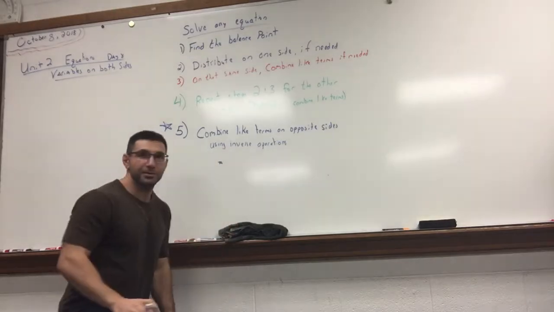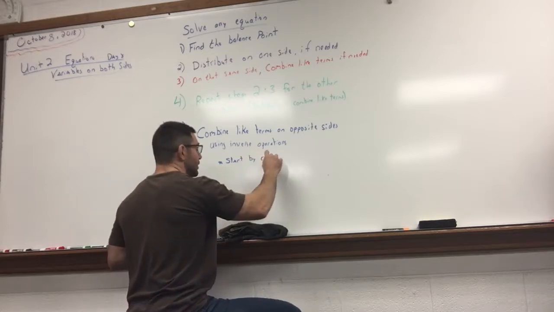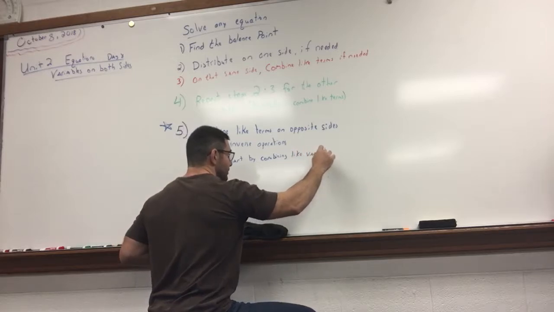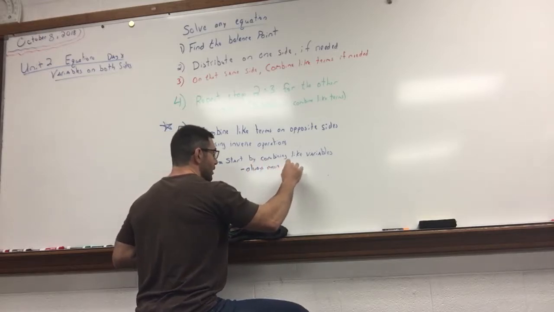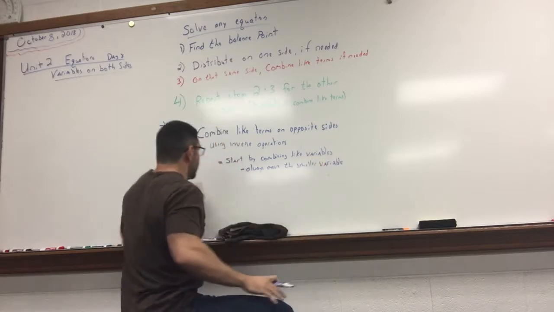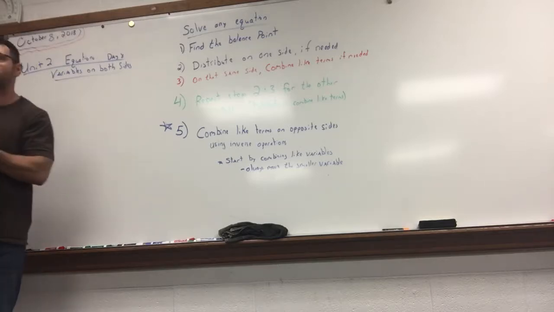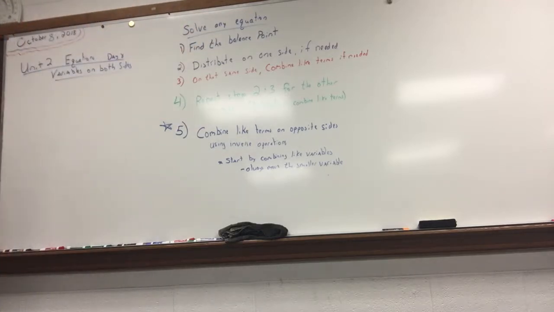So here's a little thing first. Start by combining like variables. Always move the smaller variable. This is the huge new part. So we're going to start by combining variables. So if there are variables on both sides, you're going to see this in an example. Start by combining the variables. Okay, so if I've got a 3x on one side and a 5x on the other side, combine those first. But they're still on opposite sides, so we're going to be using inverse operations.